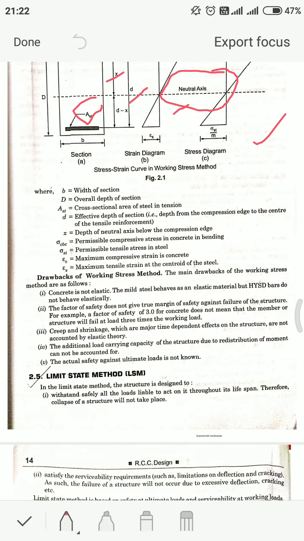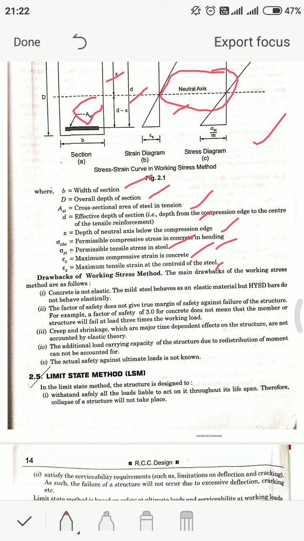These are the definitions. B is the width of the section, D is the depth of the section, AST is the cross sectional area of the steel, d is the effective depth of the section, X is the neutral axis, sigma CBC is the permissible compressive stress in the concrete in bending, sigma ST is the permissible tensile stress in the steel, epsilon C is the maximum compressive strain in the concrete, epsilon S is the maximum tensile strain in the steel.